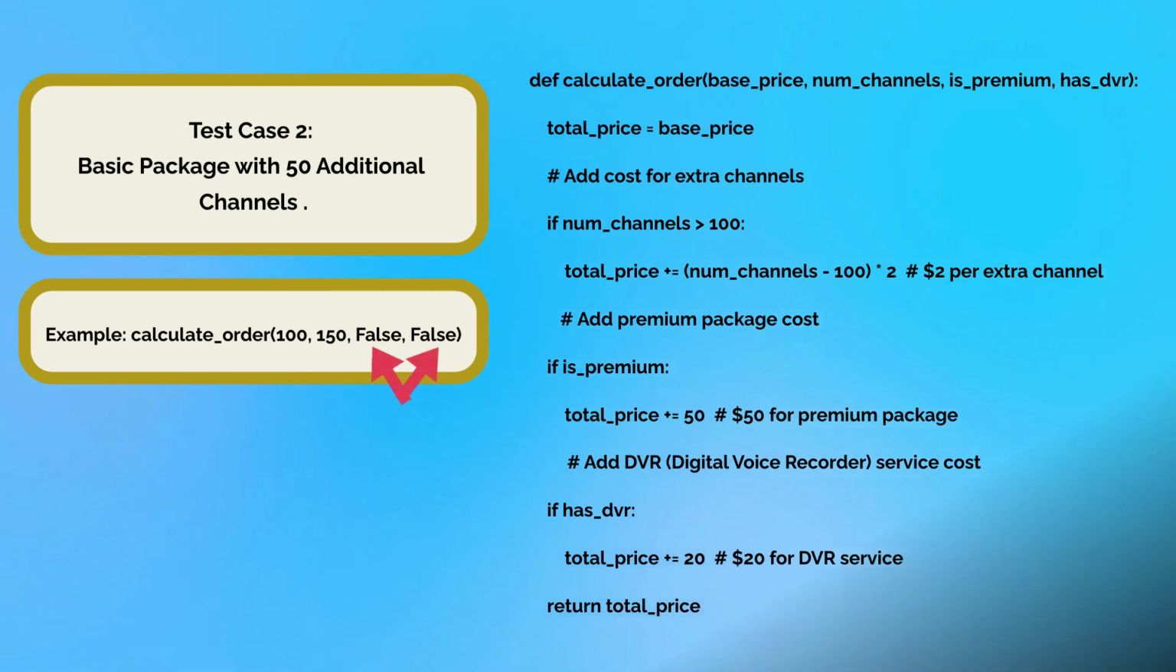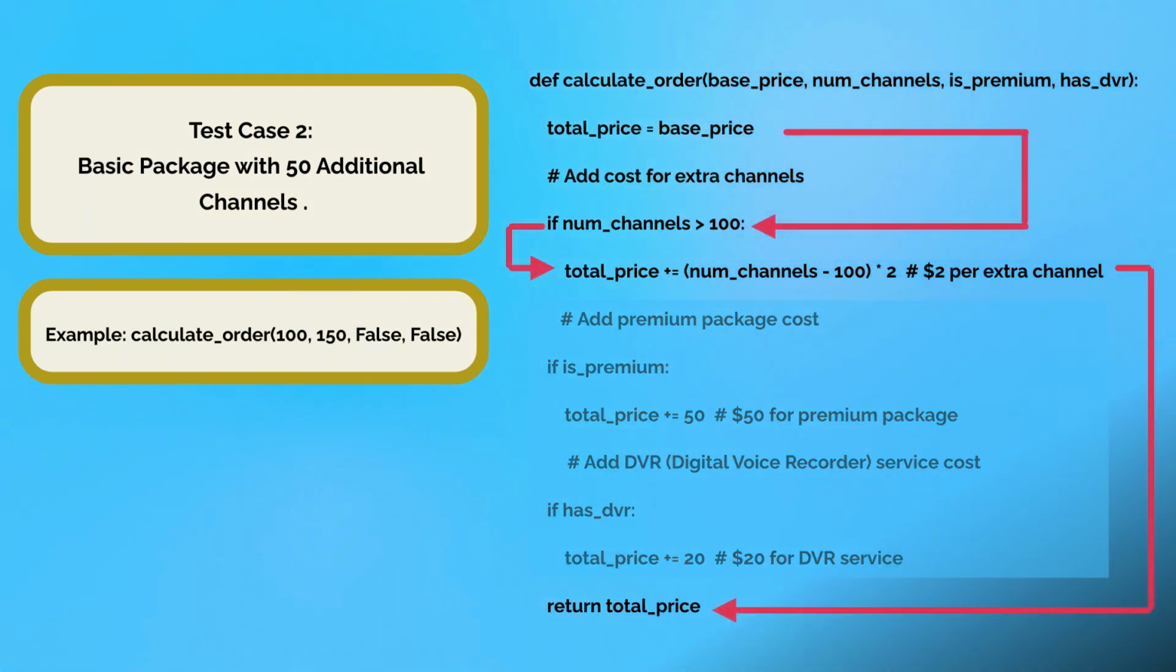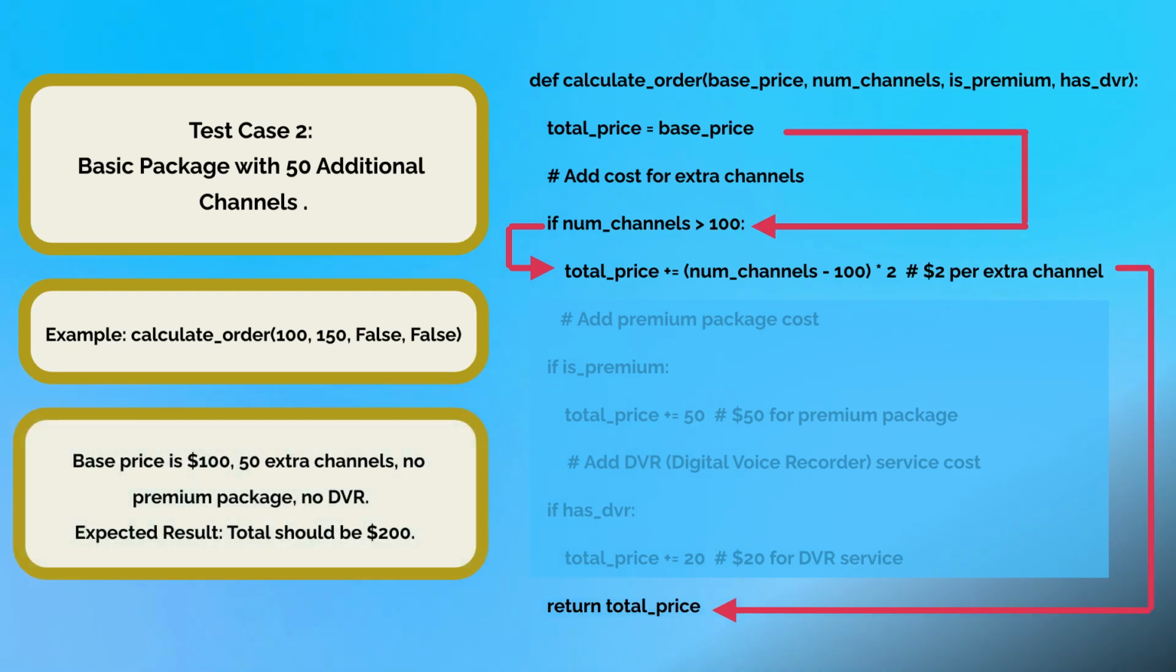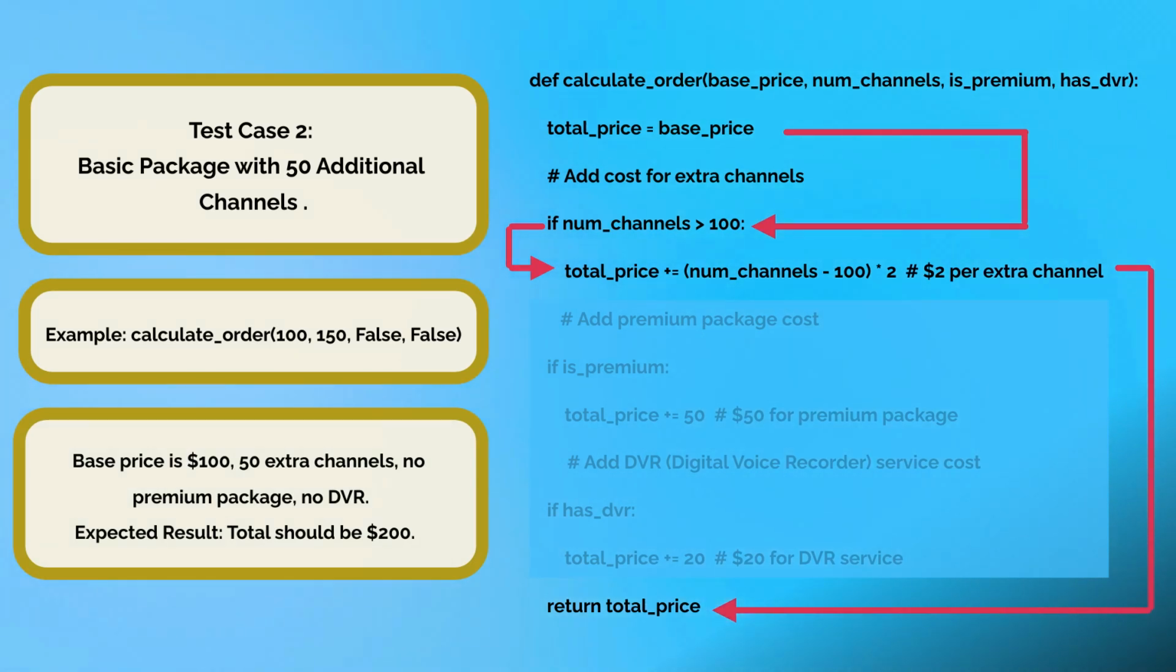There is still no premium package or DVR, so these are ignored. Therefore, the total cost is $200. The path taken through the code looks like this, and the rest of the code is ignored as the remaining conditions still have the value of false. Finally, we add the test case description, and this will include the expected result for the total cost, which is $200. Let's move on to test case 3.